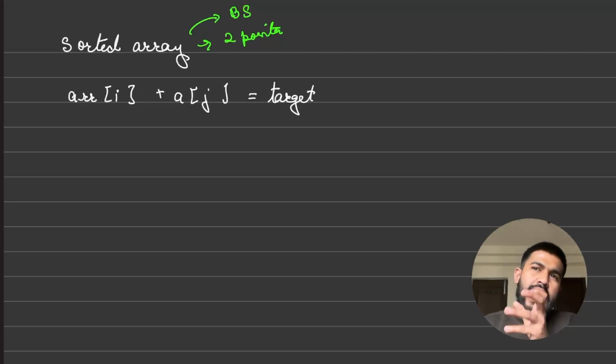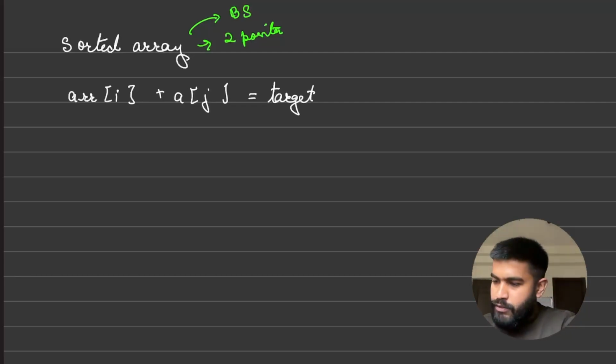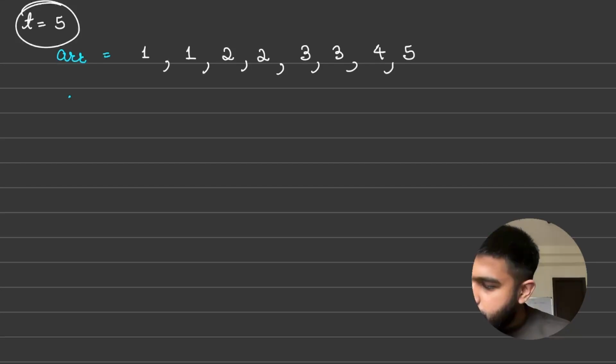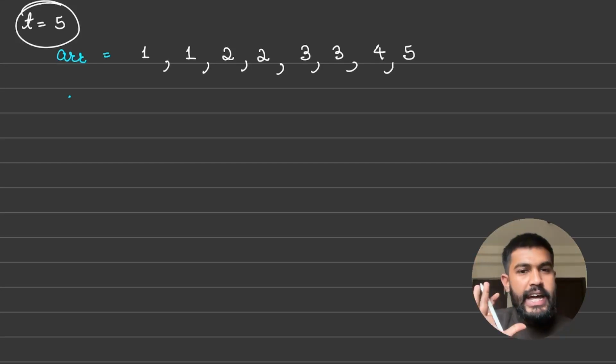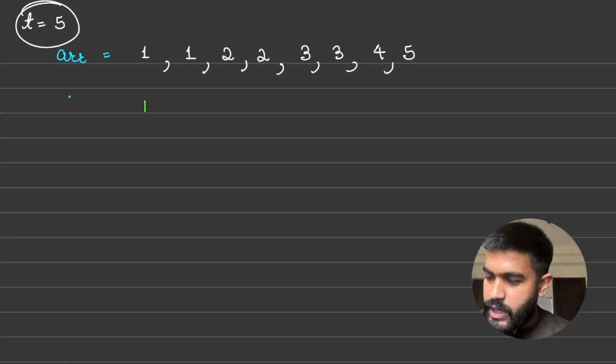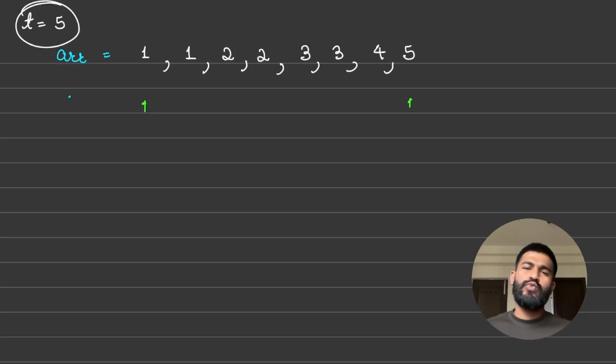Now try to think, can I use this tool to solve this problem? Seems good enough. How? So let's take an example at this point. Let's say the target element is 5, and currently we are at the extreme most point. I just want to land at 5. At this point, the only concern is to land at a pair which sums to 5.